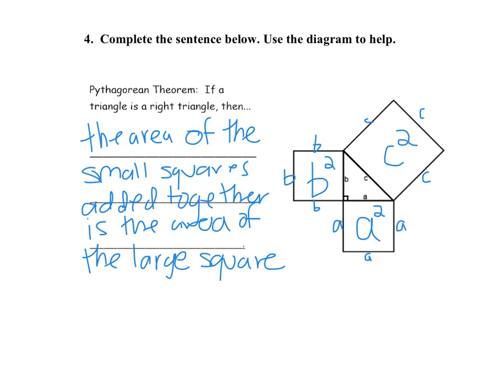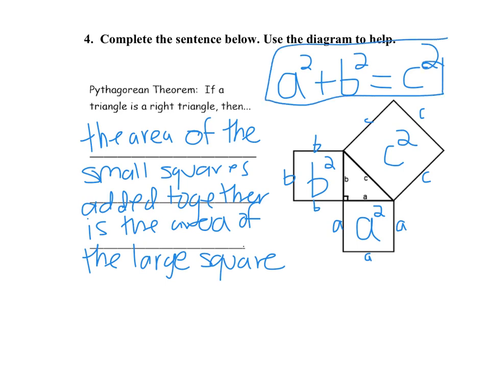And what we said for the small squares added together makes the big square. The theorem we're going to use, the equation, would be shown like A squared for the small square plus B squared for the other small square equals the big square, or C squared. This is the equation that we're going to use for the whole rest of the chapter that we need to get pretty familiar with.